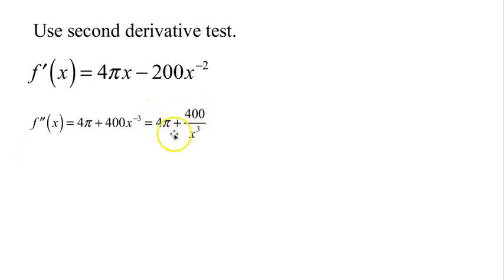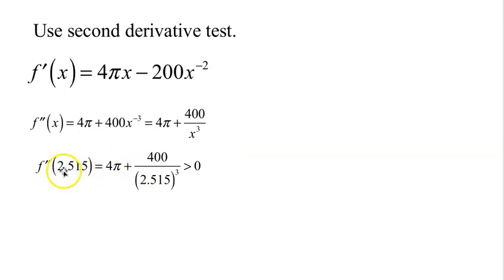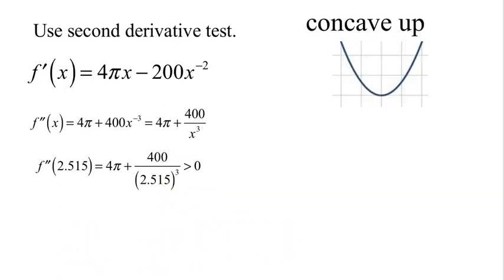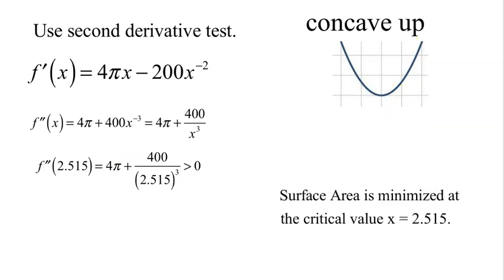Now look at this. No matter what x is, as long as x is positive, this result is going to be positive. So what I'm saying is f double prime of my critical value, 2.515, is 4 pi plus 400 over 2.515 cubed, certainly bigger than 0. If it's bigger than 0, we know that we have a concave up situation. If it's concave up, the second derivative is positive, my value will be a local minimum. So what this tells me is the surface area is minimized at that critical value of 2.515.